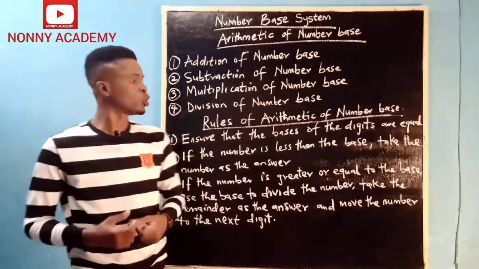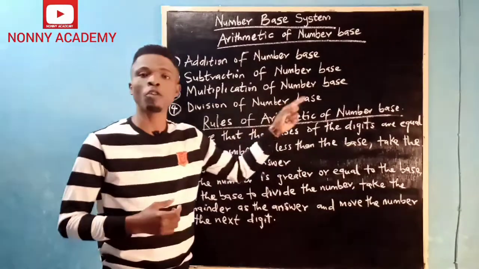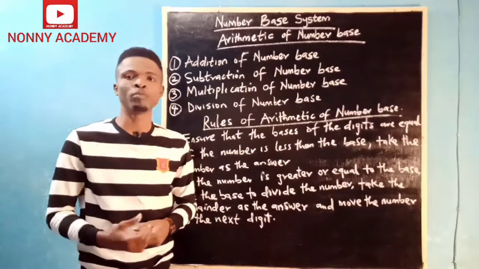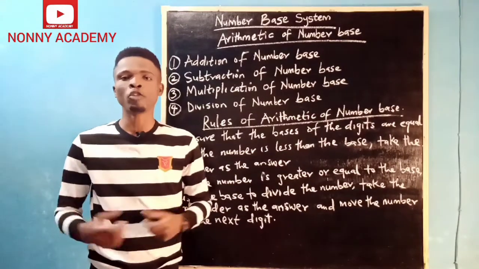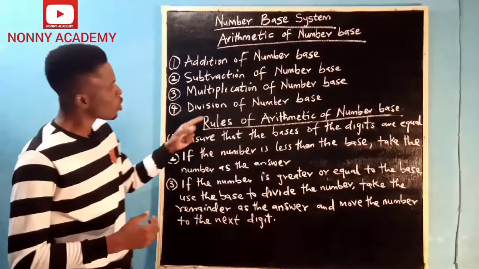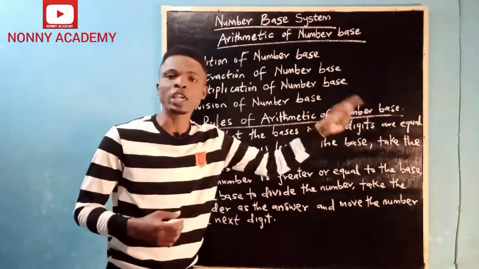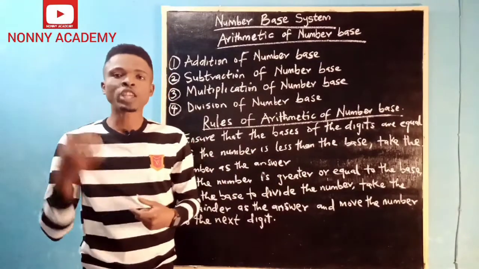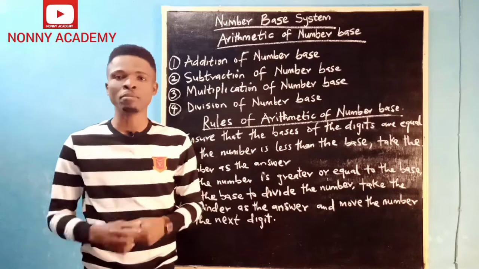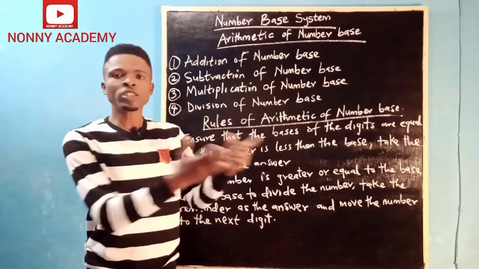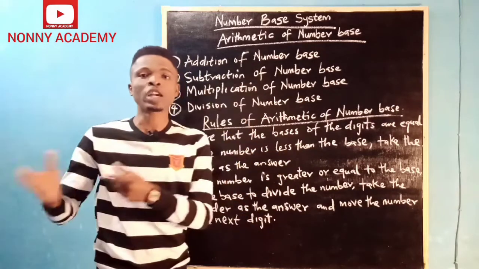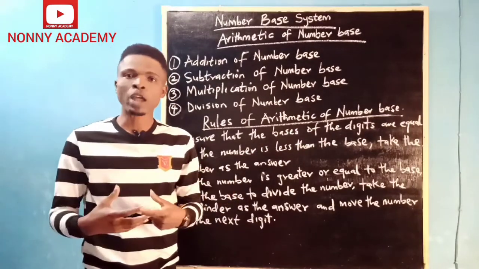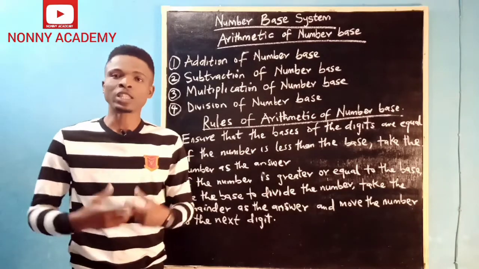Now let's move to the next stage, which is the rules of arithmetic of number base. In this case, we have 3 different rules on how to solve problem regarding arithmetic of number base. Number 1, ensure that the bases of the digits are equal. For example, if I want to add 2 different digits together, I must ensure that these digits are of the same base. For example, the first digit, if it's in base 2, the second digit must be in base 2 before we can add, subtract, multiply, or divide them together. That is for the first rule.